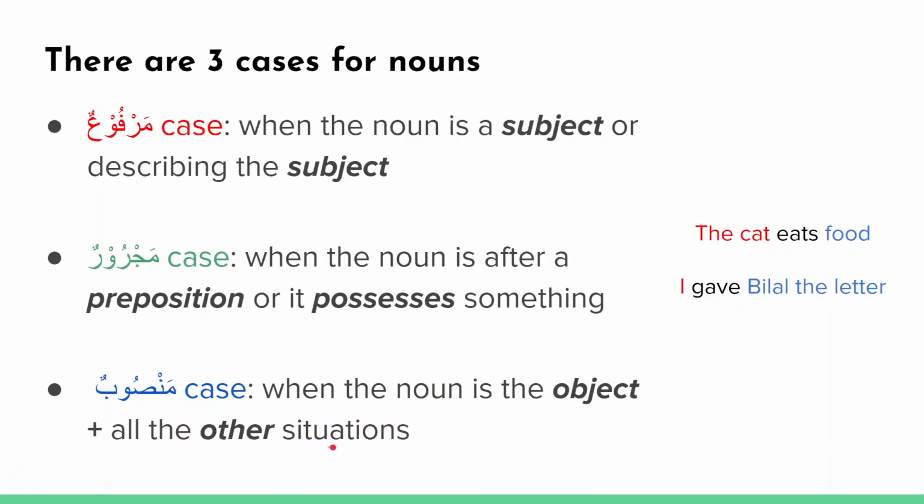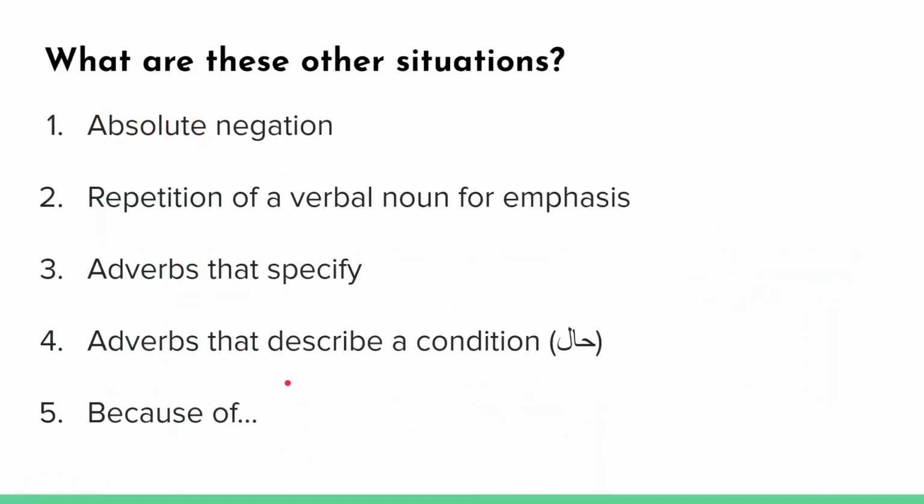And so in this lesson, we're going to take a deeper dive into these other situations that can cause a noun to be in the mansub case. There's 5 of them that we'll be covering. The first is absolute negation. Second is repetition of a verbal noun for emphasis. Third is adverbs that specify. Fourth is adverbs that describe a condition, or hal. And fifth is you can use mansub to indicate because of. So let's dive into each of these 5 situations and go through examples so we can understand them better.